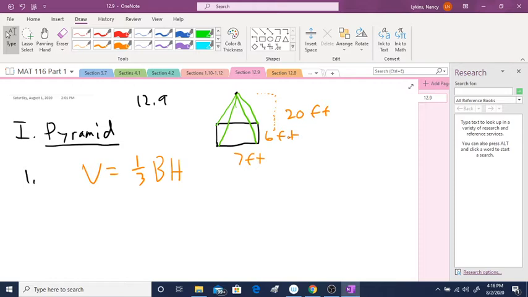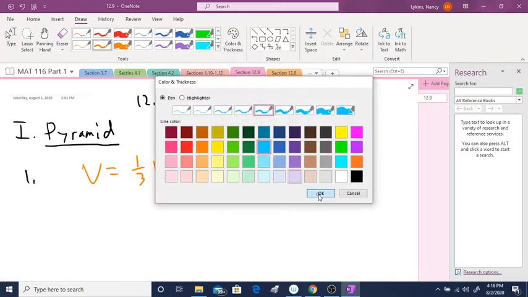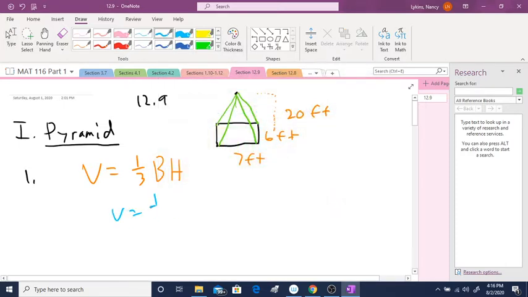Well, if you're looking at this first pyramid, notice that the base is the bottom in black. That is in a rectangular form, so it's a rectangular base. So what we need to do is just substitute 1/3 times base, which is 7 times 6, and then multiply that by your height, in this case 20.